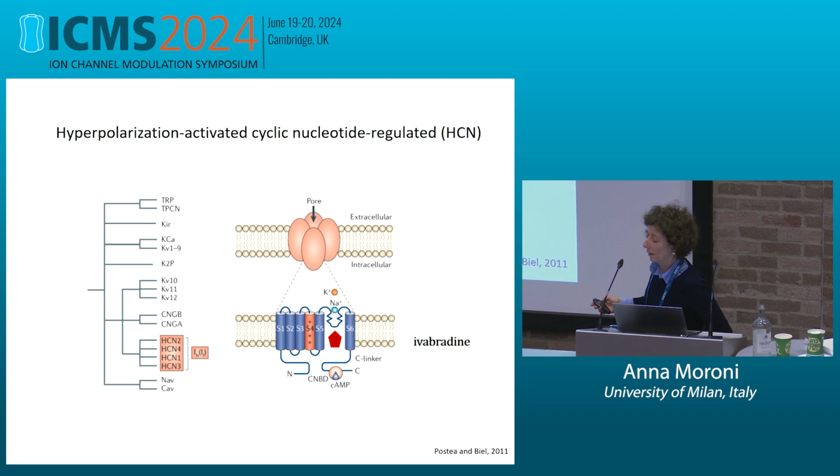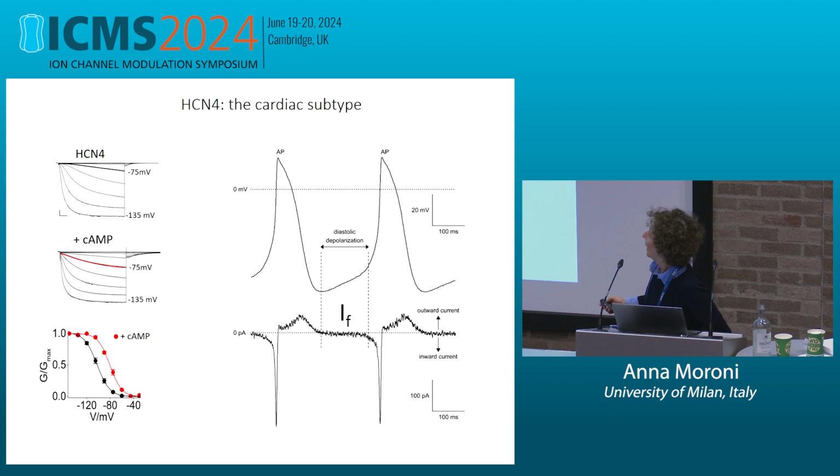So the physiological role of HCN channels was discovered, let's say, in cardiac tissue, where HCN4 is the predominant isoform. And as you see, this is the current that slowly develops in a voltage and time-dependent manner in HCN4. The activation by cyclic AMP increases the current, but not the maximal current, because it generates a shift in the activation curve. It's a right shift, which for HCN is an activatory effect.